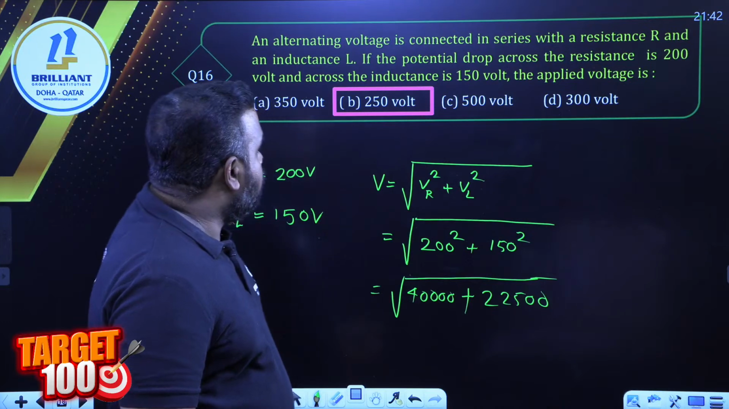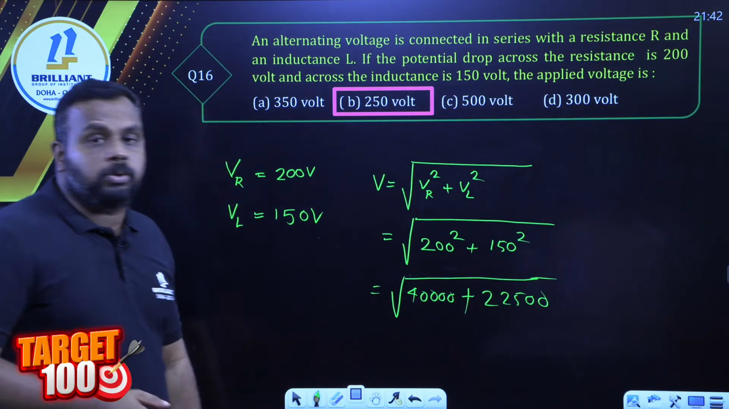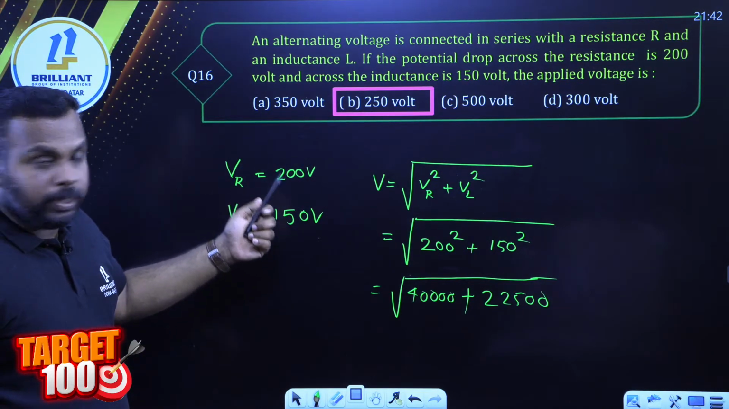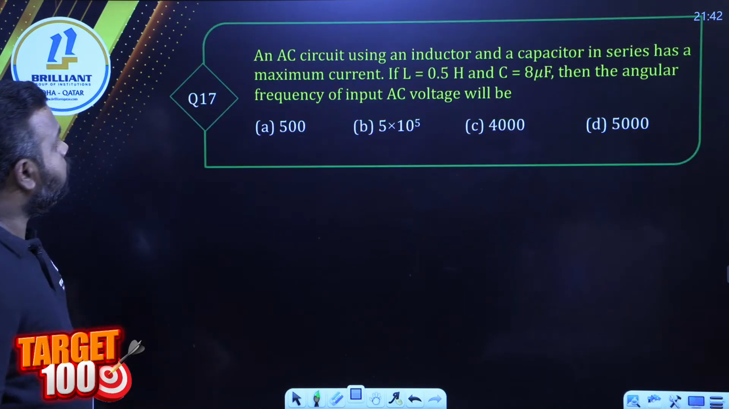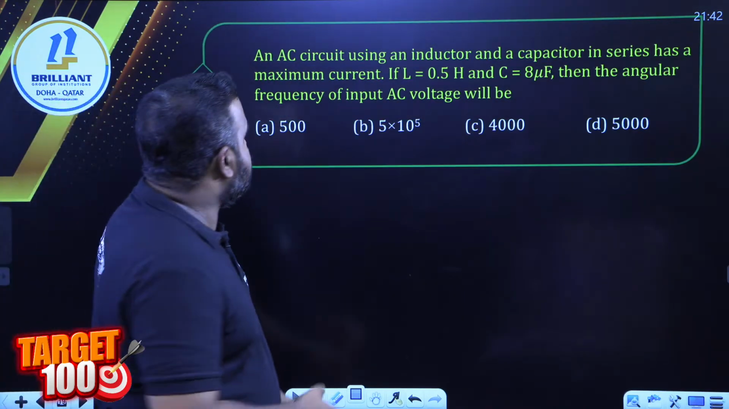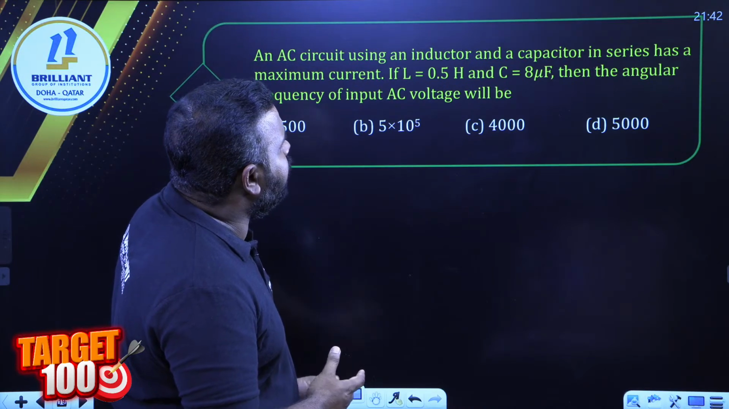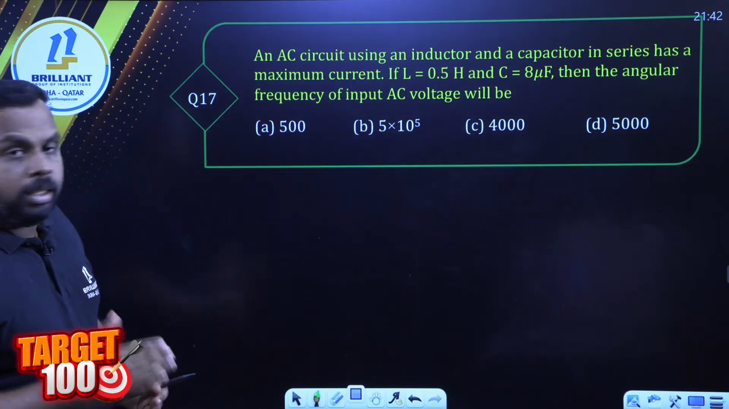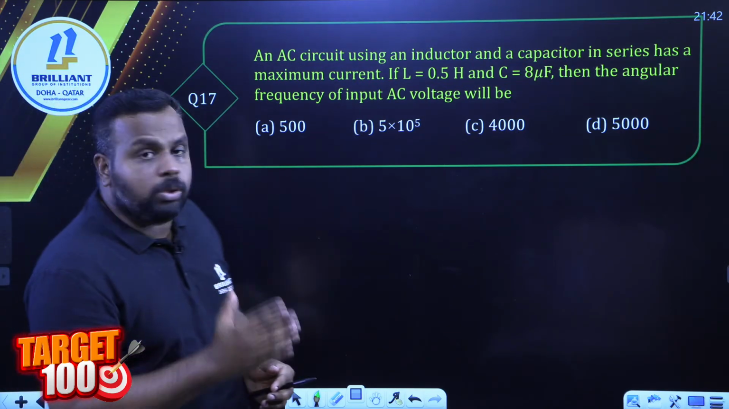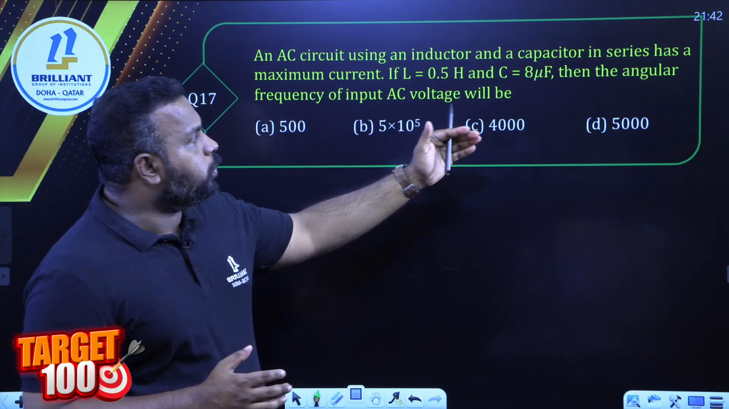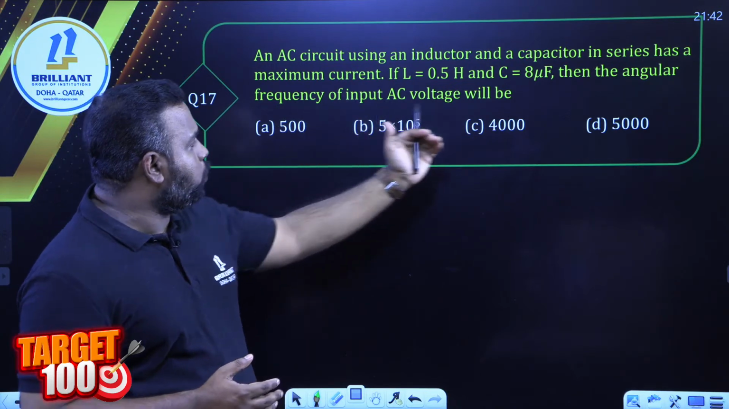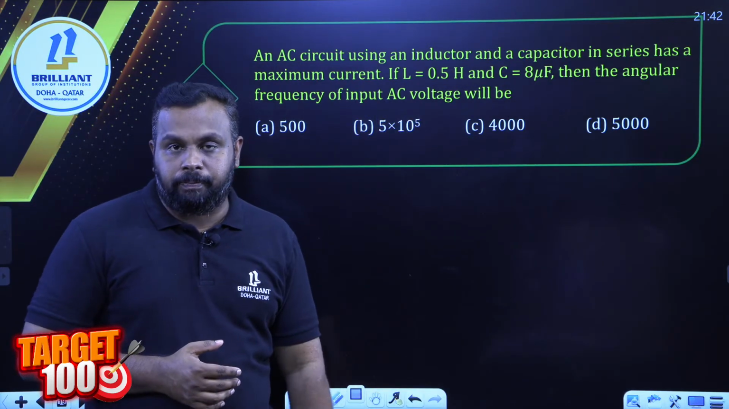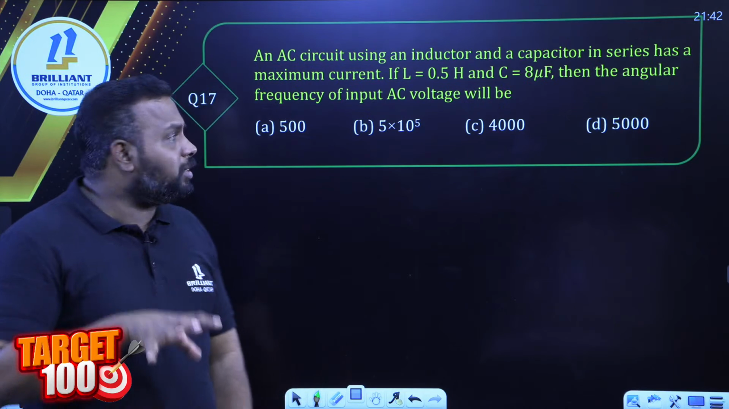Yes. Very good, Dhruval, Nitin. I'm going to the next question. I think it's very clear for you. Question number 17. An AC circuit using an inductor and a capacitor in series has a maximum current. If L is equal to 0.5 Henry and C is equal to 8 microfarad, then the angular frequency of input AC voltage will be. Please note, this is which circuit?